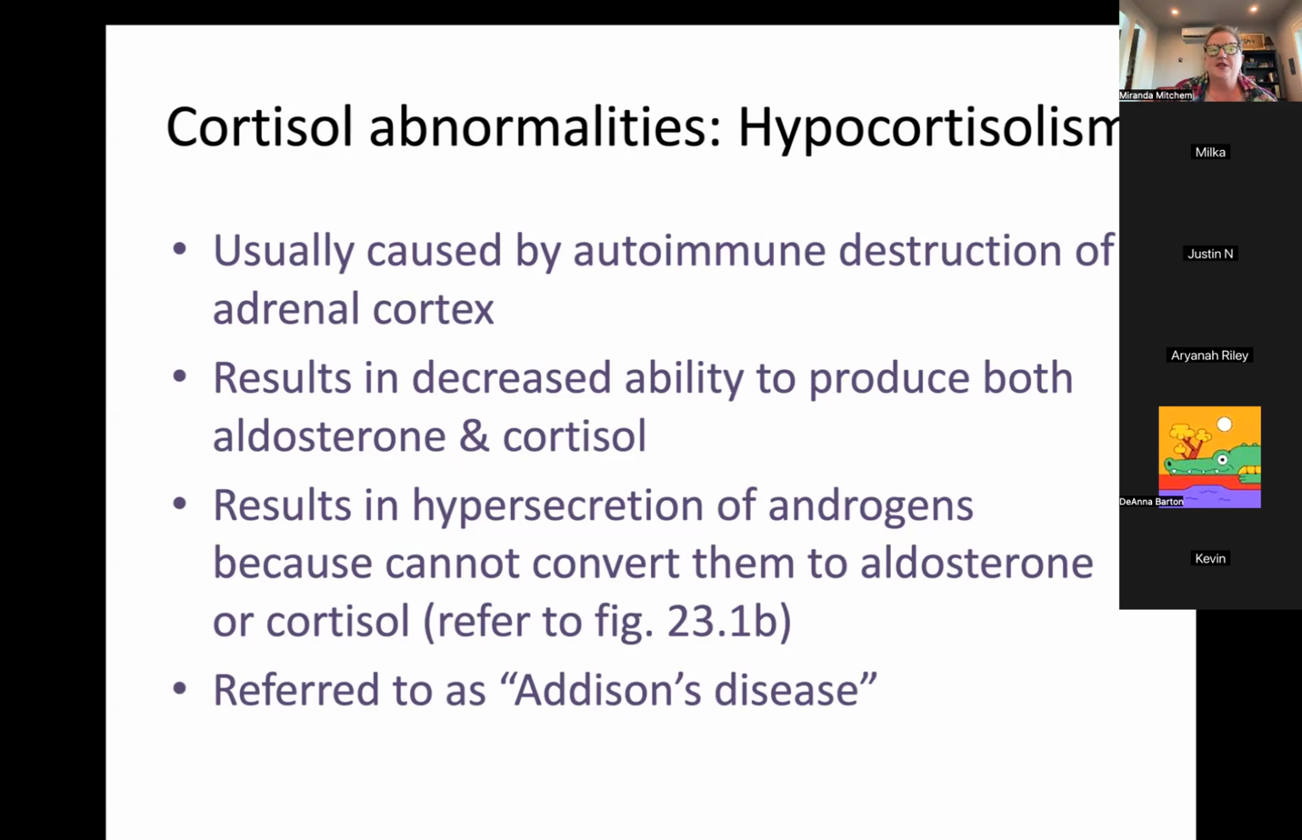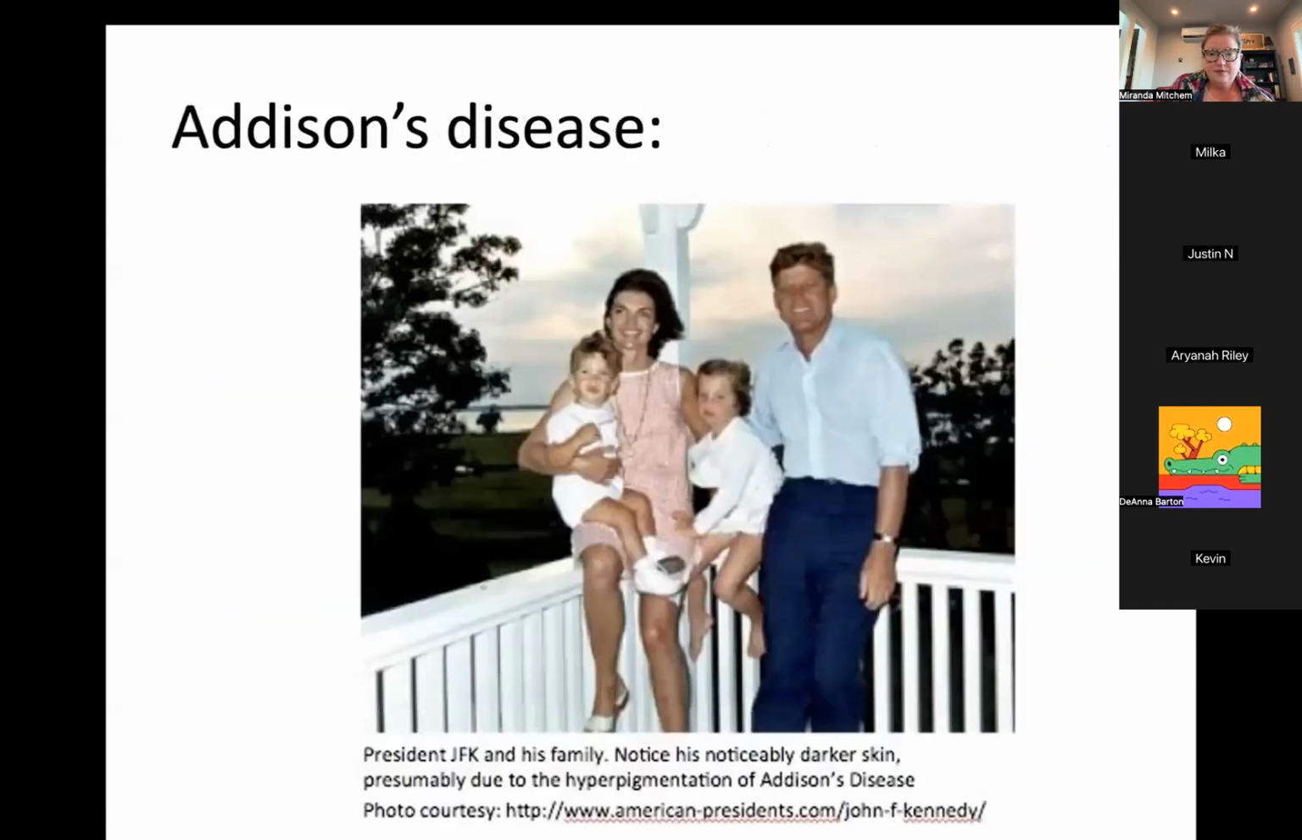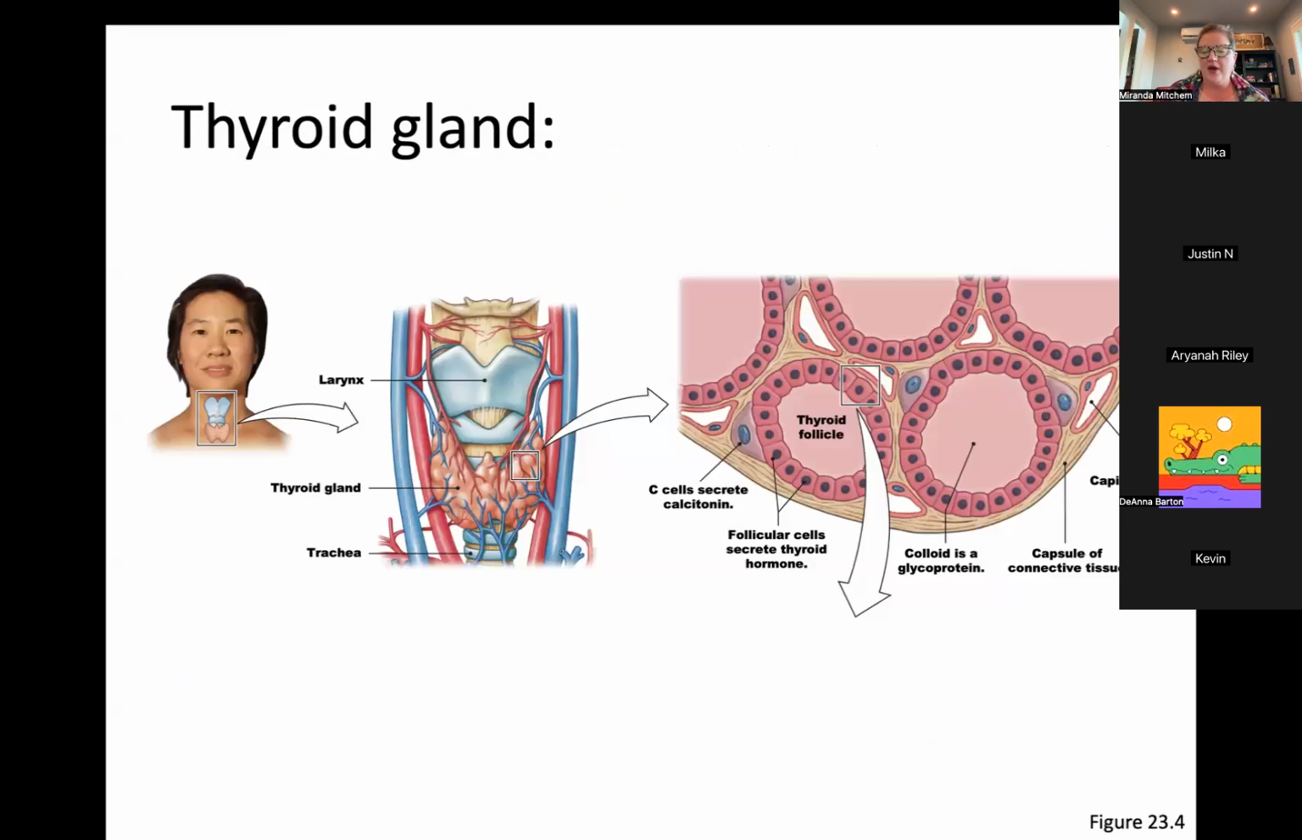Now, this is going to tie in aldosterone. Cortisol and aldosterone do have a pathway together. There's President Kennedy. So the pigmentation is part of it too. Hypocortisolism is associated with the production of too much melanin, which gives that dark skin. Okay, any questions on cortisol before we move to the thyroid?